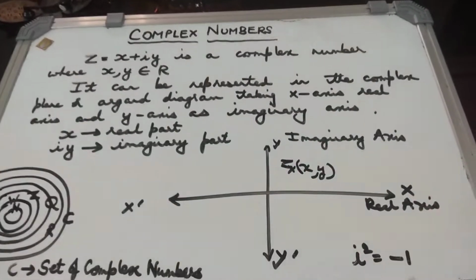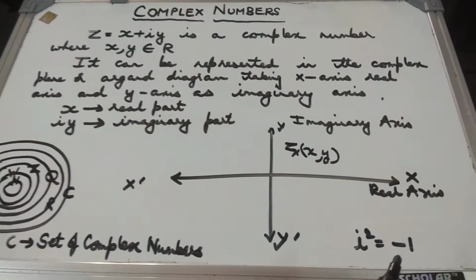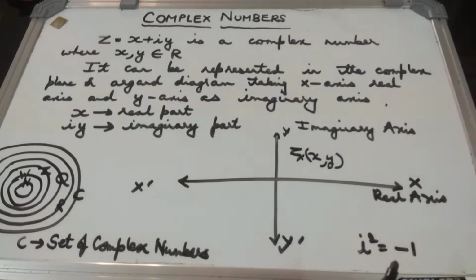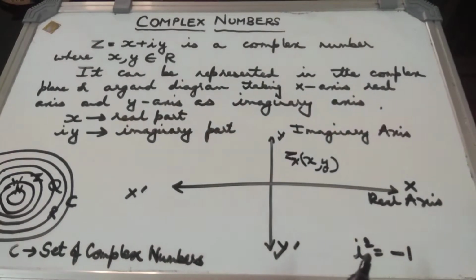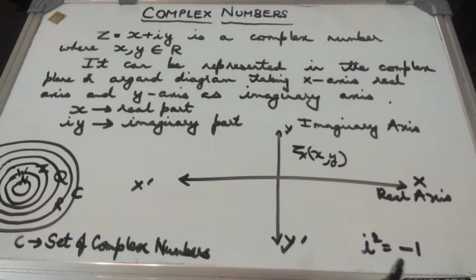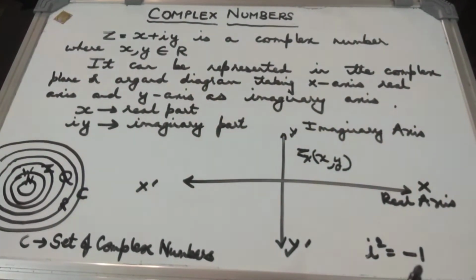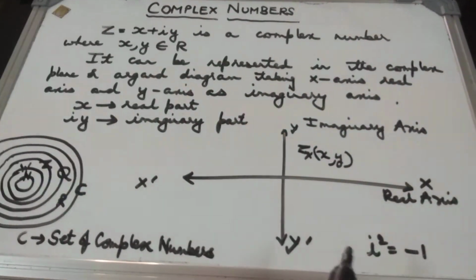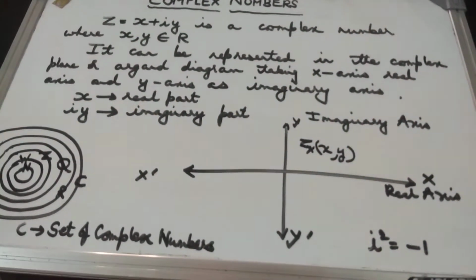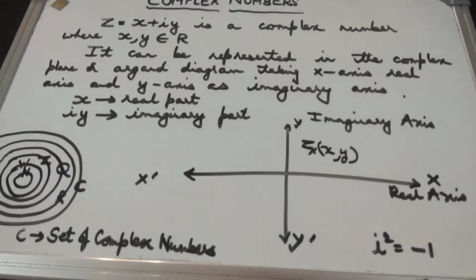Now one more very important thing which we are going to introduce here is i square. Now this i square is the imaginary quantity which we will be assuming, which is equivalent to minus 1, which is said to be the imaginary quantity.